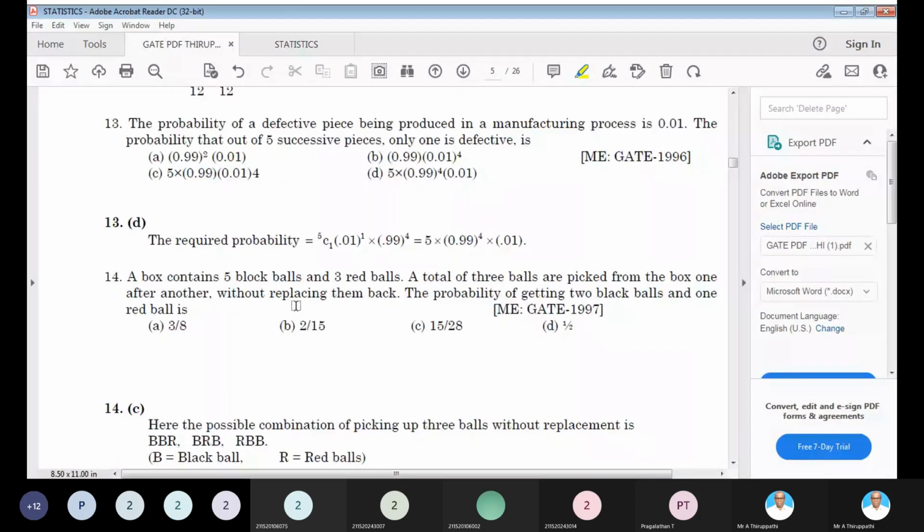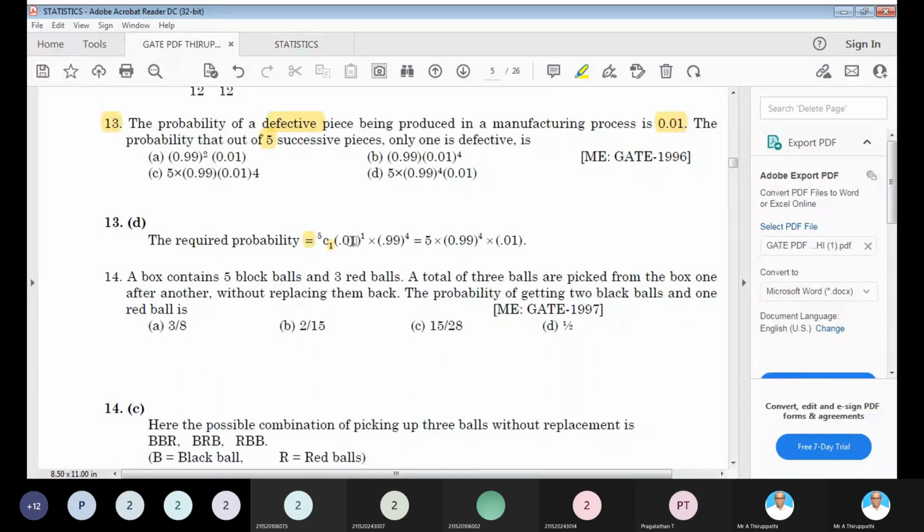13th question. The probability of defective pieces being produced in a manufacturing process is 0.01. Here, defective is called the success, so p is equal to 0.01. The probability that after 5 successive pieces, only one is defective. So how many tries? n is equal to 5. So 5C1 into p power 1 into q power n minus 1.